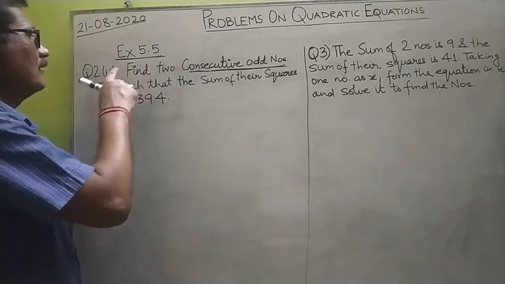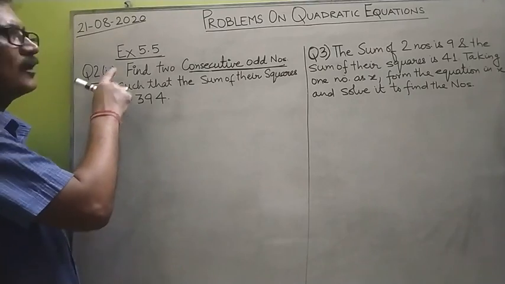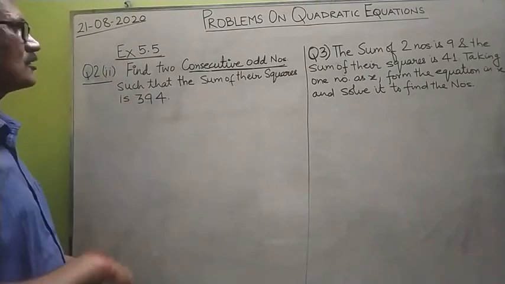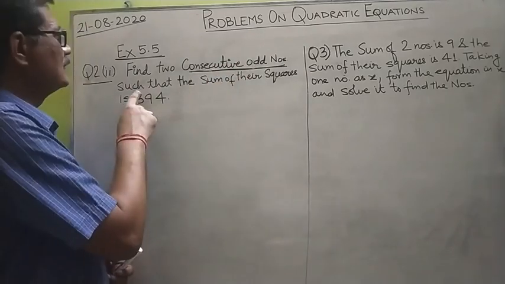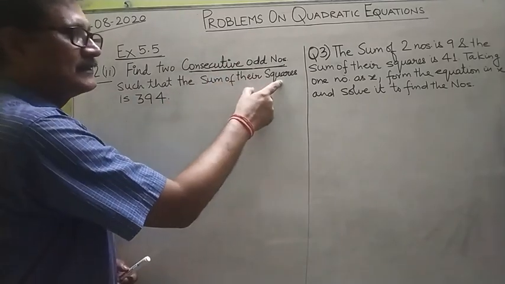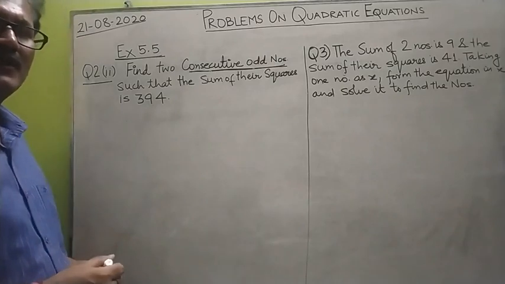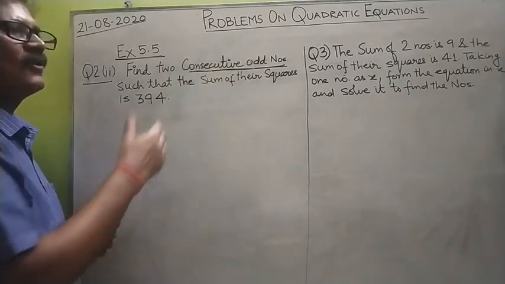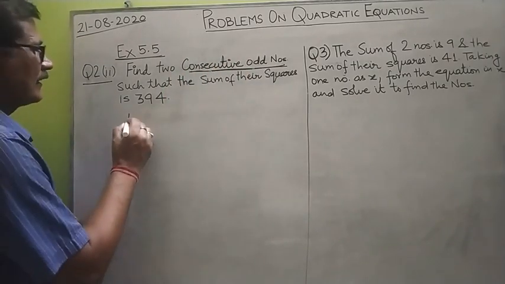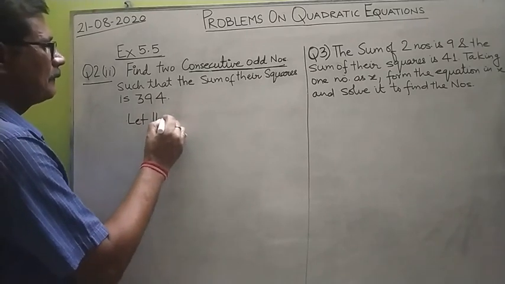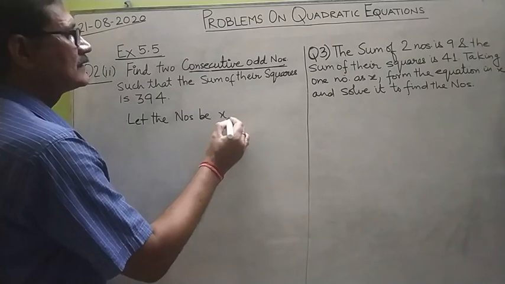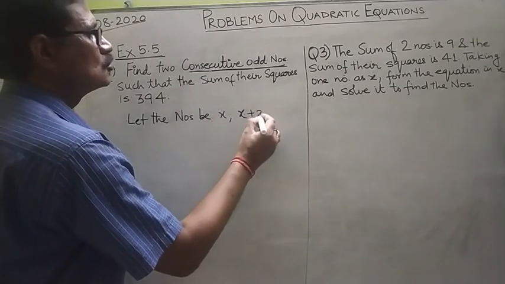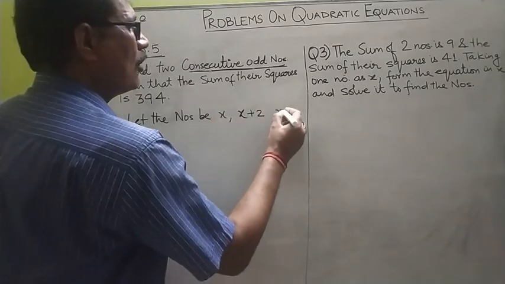I have taken question number 2, part 2 from exercise 5.5. The question goes as this: find two consecutive odd numbers such that the sum of their squares is 394. So children, you know how to take two consecutive odd numbers. So we'll take, let the numbers be x and x plus 2, where x is odd.